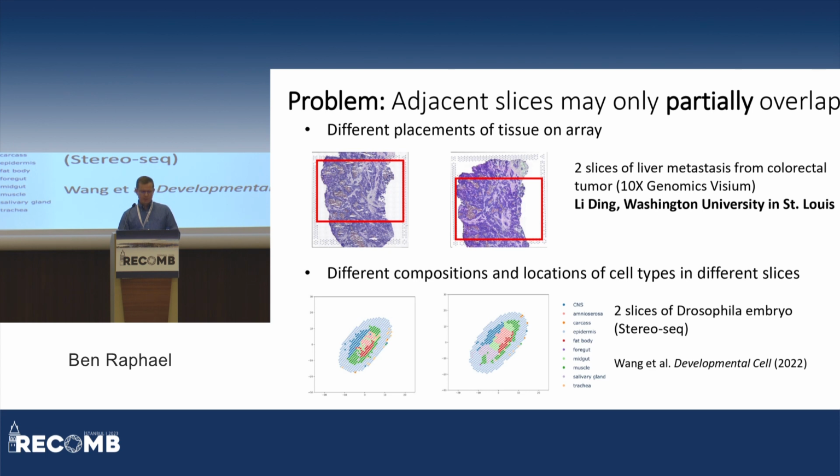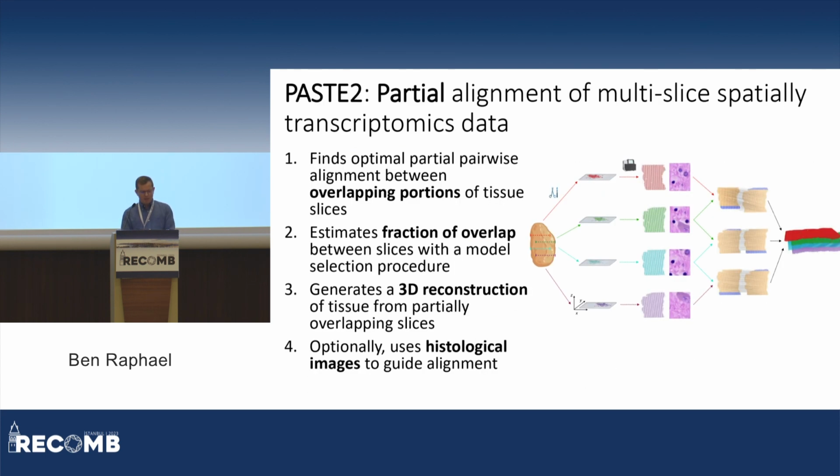So in this new work, in this paper this year, we presented a sequel, PASTE2, which is partial alignment of these multi-slice data sets. The idea here is to be able to identify the overlapping portions of these slices in some automated way, and have some way of estimating the fraction of overlap, and then aligning them in pairs, stacking them up in 3D when we can.